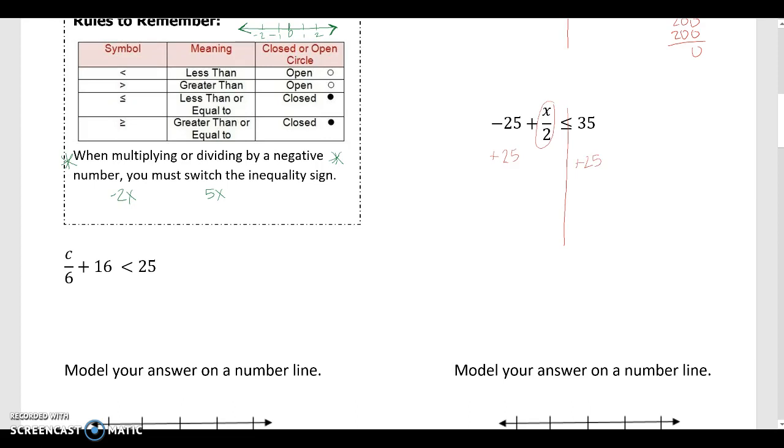All right, 35 plus 25, I have 0, 1, 5, 6. Keep my inequality sign, and then those cancel, and I have x divided by 2. So now I want to get x by itself. This means division, so I'm going to multiply.